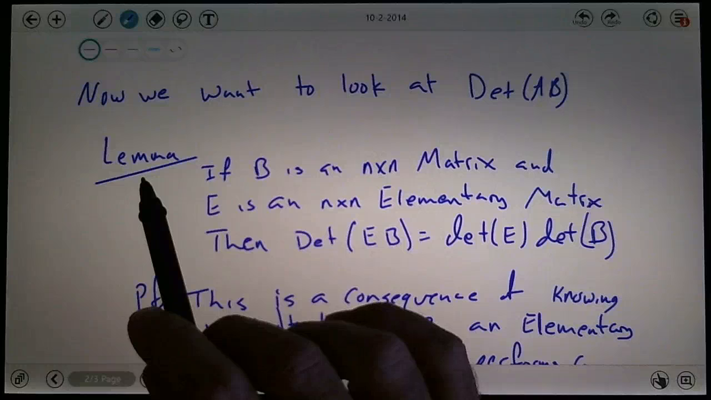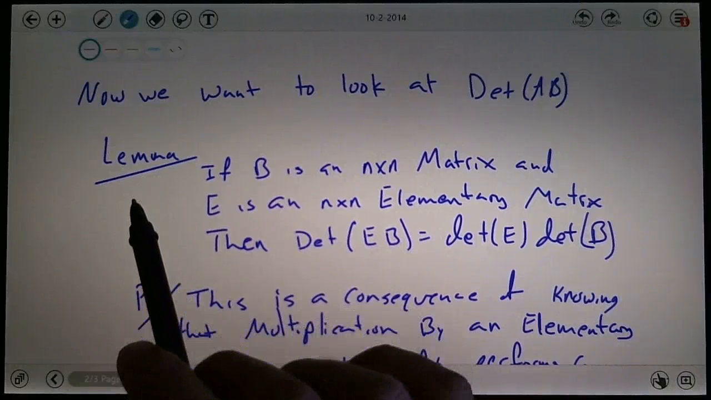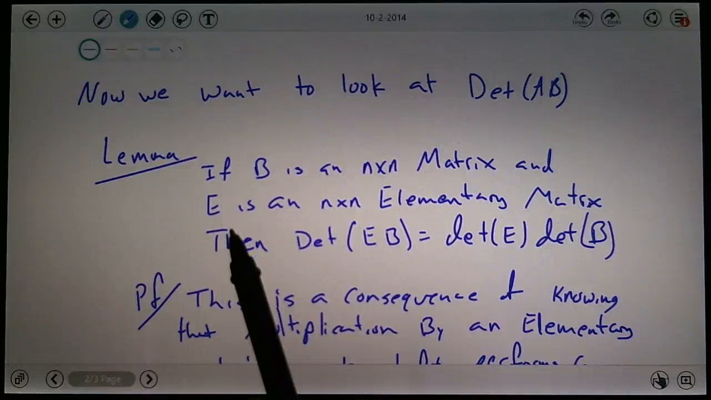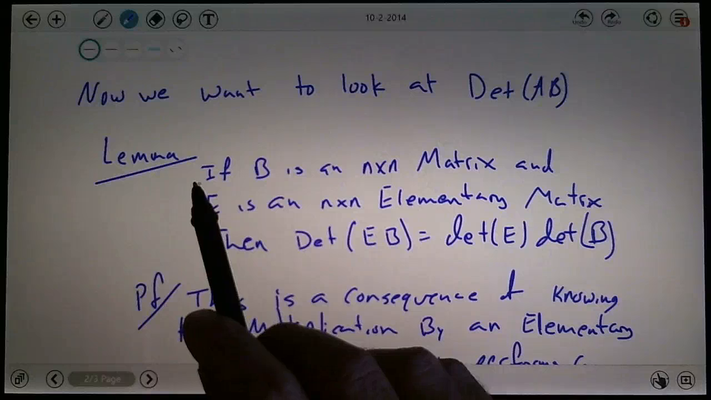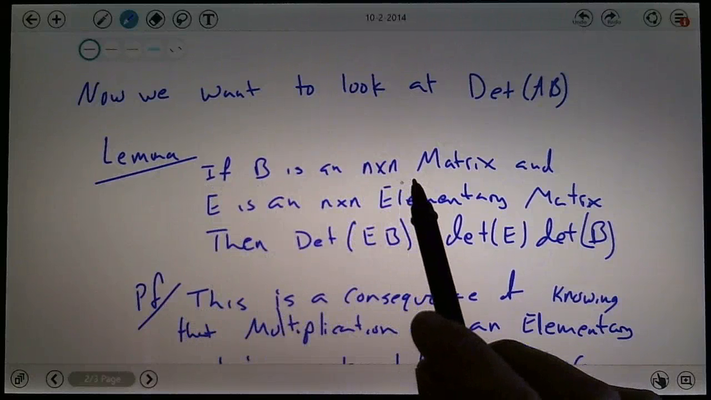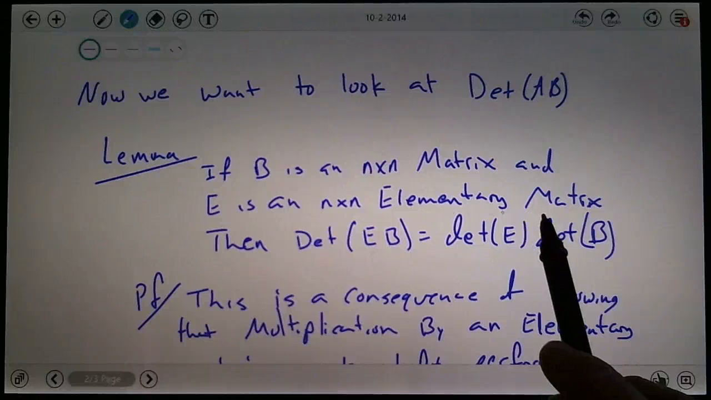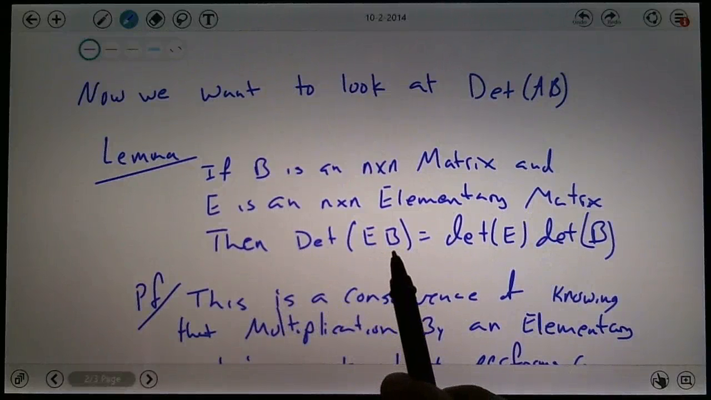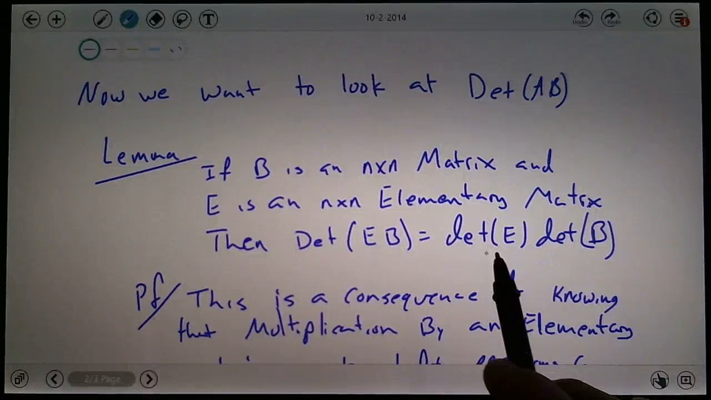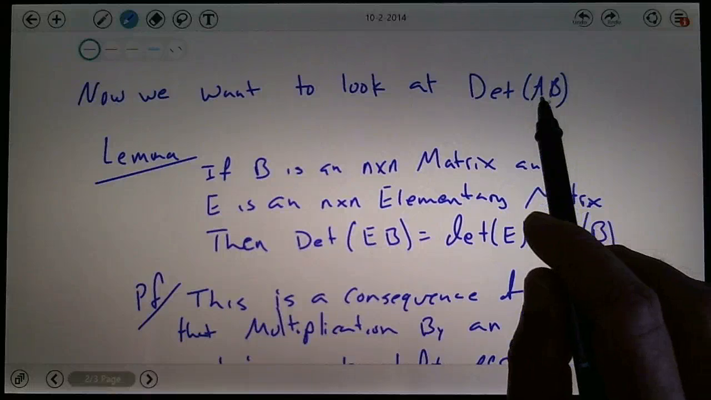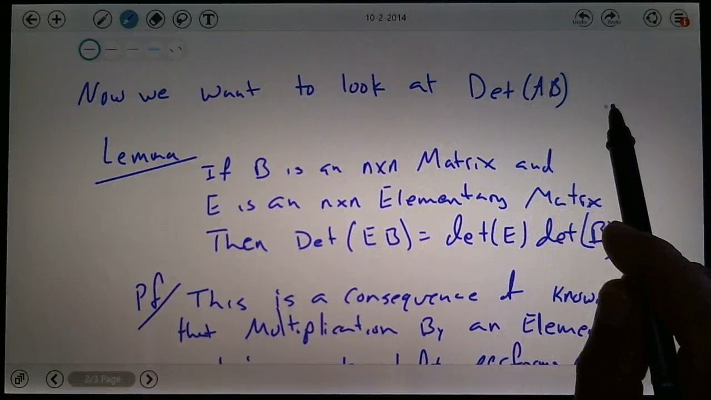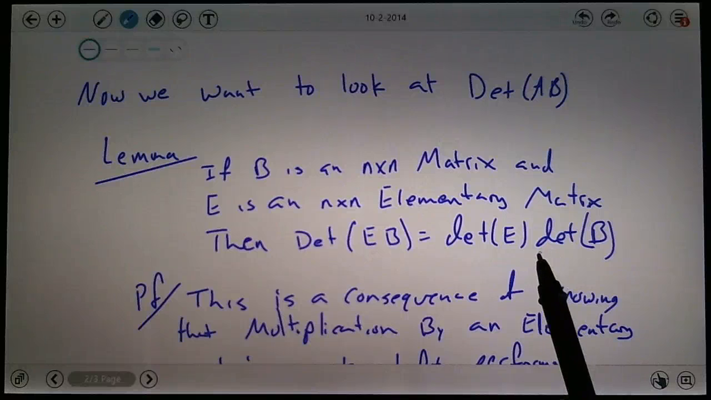Now, a lemma is a theorem that's only used to help you prove another theorem. So in itself it is not necessarily important, but it's useful in proving other things. So here we go. If B is an n by n matrix and E is an n by n elementary matrix, then the determinant of E times B is, in fact, the determinant of E times the determinant of B. This is what I'm after eventually for the whole thing, that the determinant of a product is the product of the determinants. But at least for an elementary matrix, I'm going to be able to show that it works.